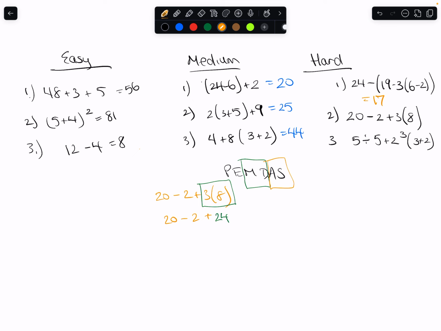In this example, we can see right here, there's a subtraction sign. So we do subtraction first. 20 minus 2, 18. Everything comes down. 18 plus 24, 42.